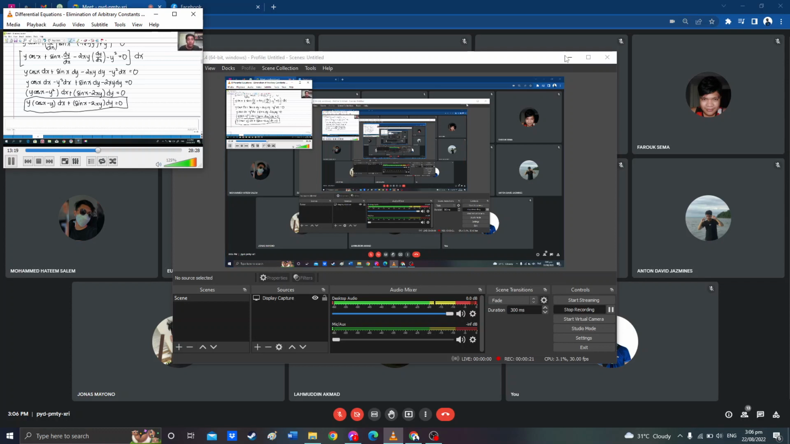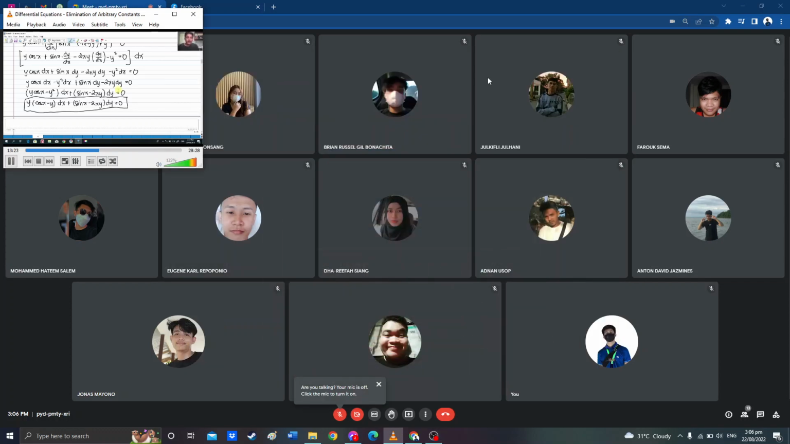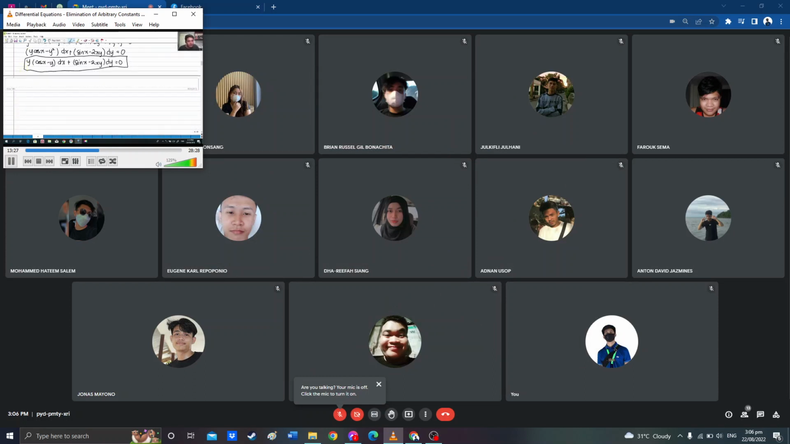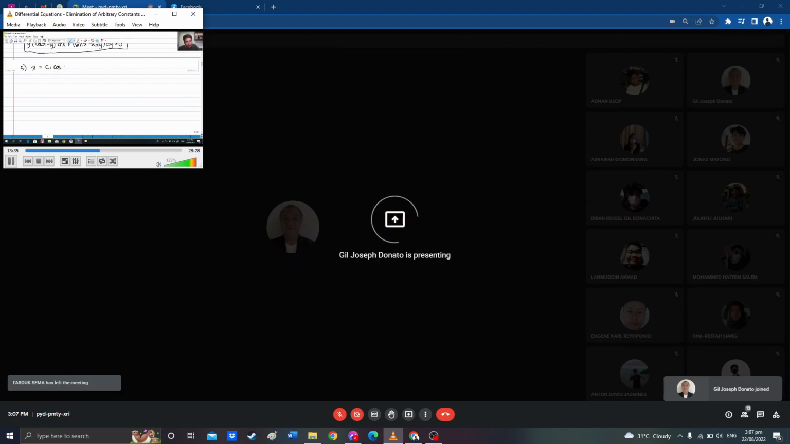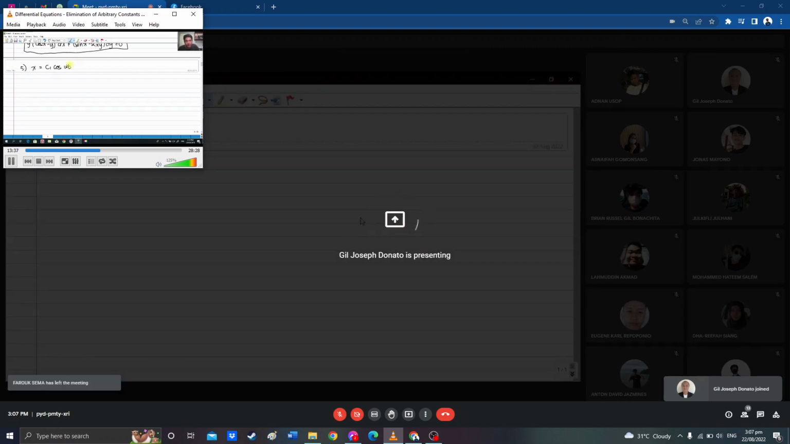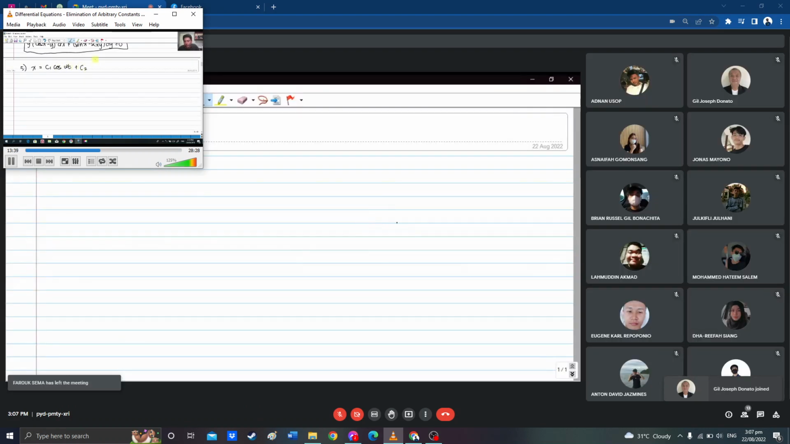to eliminate those arbitrary constants. Okay, let's go now to problem number 5. So we have problem number 5. Number 5 is given as x equals c sub 1 cosine omega t plus c sub 2 sine of omega t. As you can see here, our equation contains how many arbitrary constants?